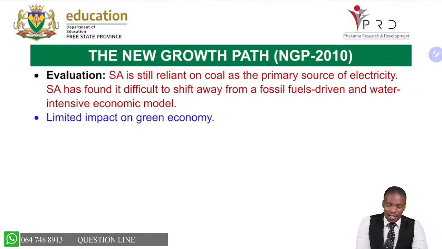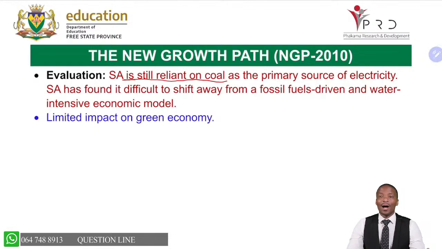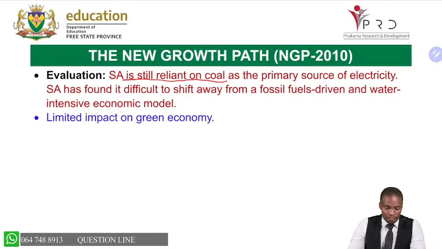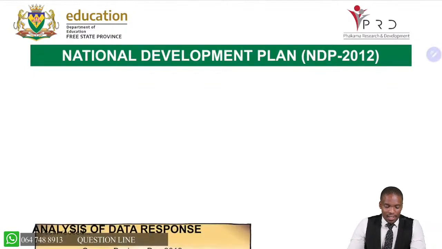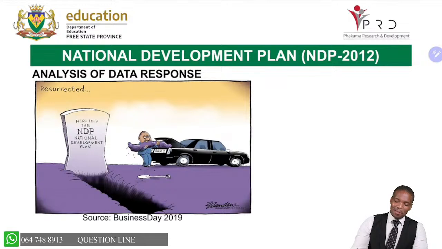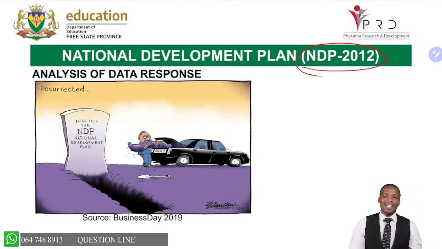Like I mentioned, South Africa is still reliant on coal. That is why now most of our electricity is generated using coal. But we are saying that harms the environment. So we need to move away from that, but use the green economy. Then we've got the NDP. Then I want us to look at this National Development Plan. It was developed in 2011 and it was implemented in 2012.